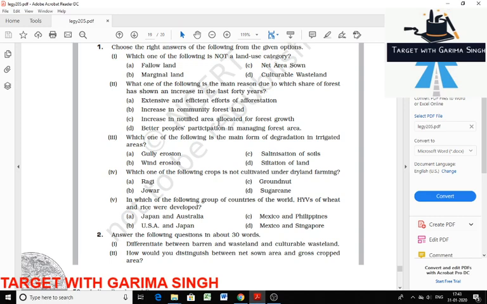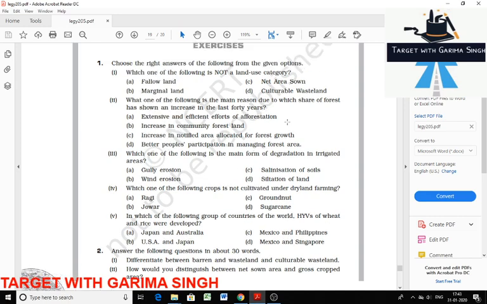So increase in notified area allocated for forest growth. It increases basically. Not of afforestation, not of community, not of better people. It's because of increase in notified area allotted for forest growth. So it's C, then here it's B.